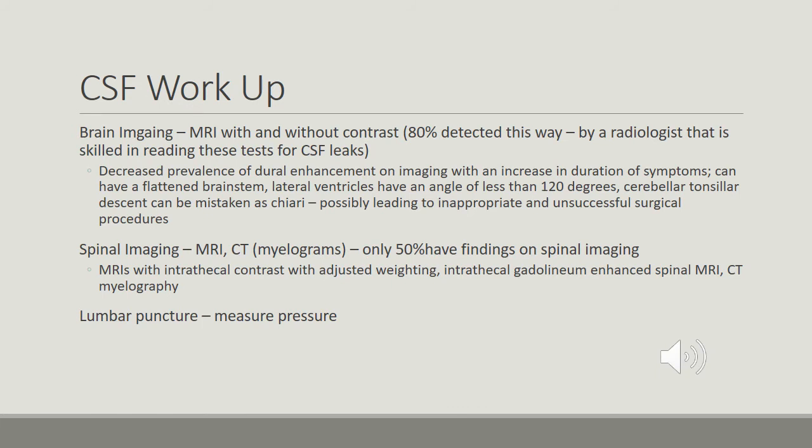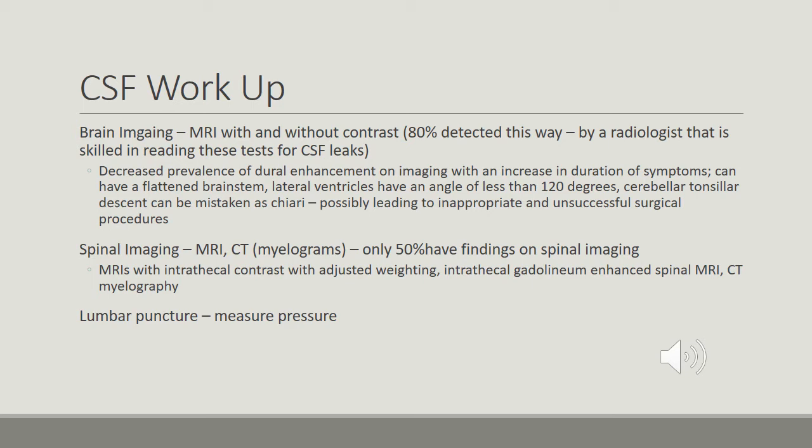Some workup that's done for CSF leaks are brain imaging, spinal imaging, and lumbar punctures. With brain imaging, an MRI with and without contrast, about 80% are picked up this way, but it's important that it's actually read by a radiologist that's looking for it and understands how to read for CSF leaks. You'll see increased dural enhancement, as they call it, which we'll go over on the next slide. But as symptoms are longer lasting and it's been going on for a longer period of time, you actually might have less of that show up in the MRI.